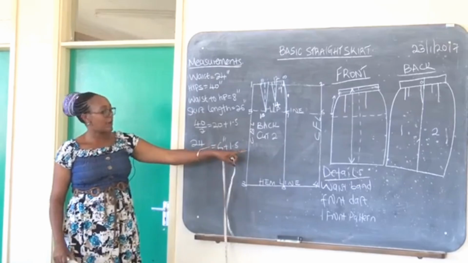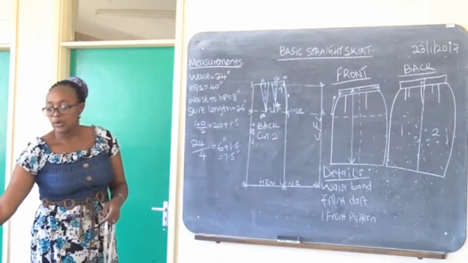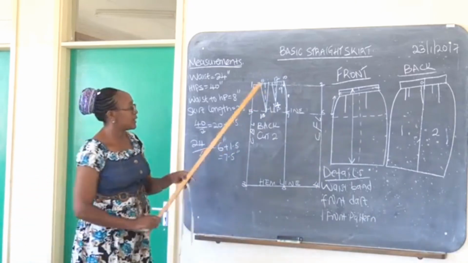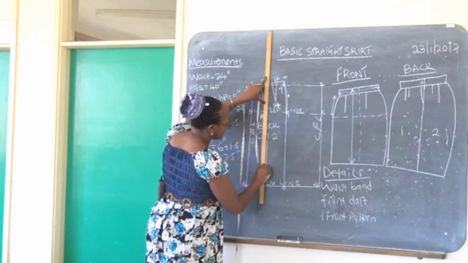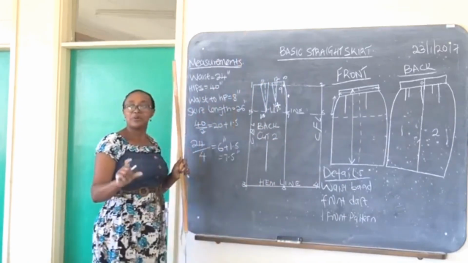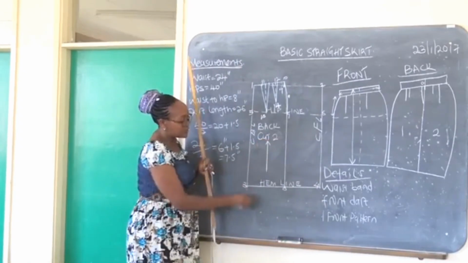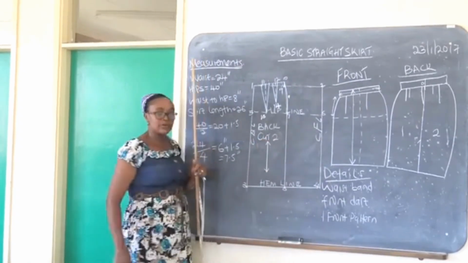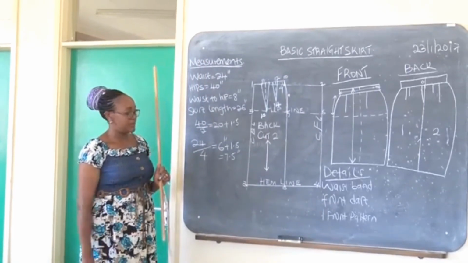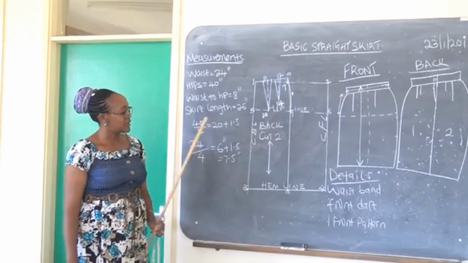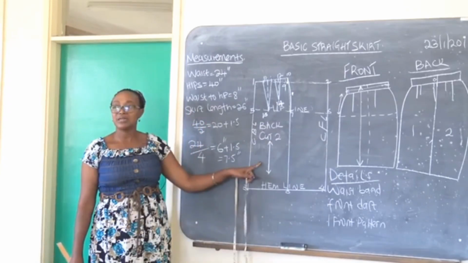So this is the basic pattern for the back skirt. You also need to indicate a grain line. A grain line is a line indicating how the fabric will be laid. Will the fabric be laid on a straight grain? Will it be laid on the cross? Or are we going to lay our pattern on the weft? This is a straight grain, meaning that our skirt will be cut on a straight grain.